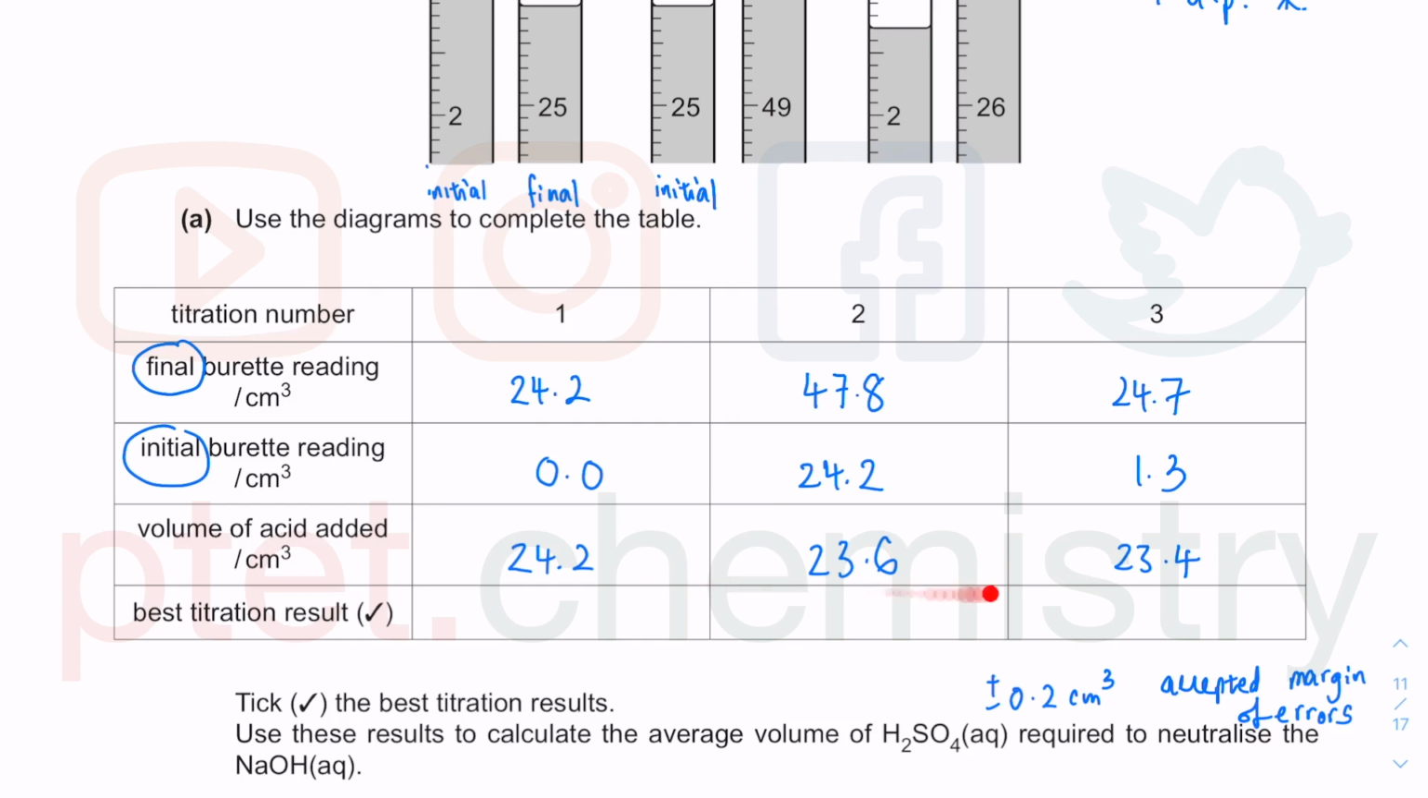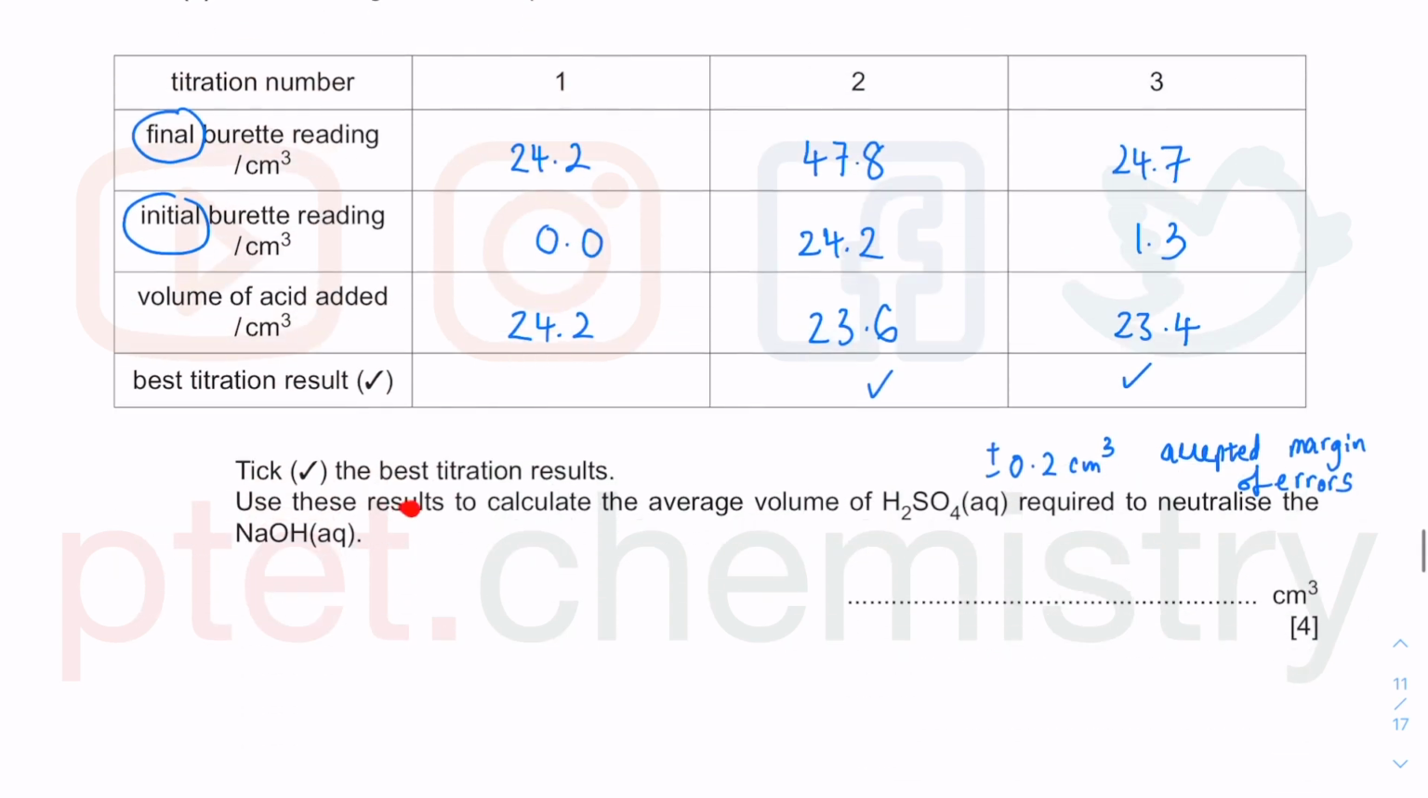But based on these results, these two are the ones that are within plus minus 0.2, so they are where we put our tick. Alright, so based on the best titration results, when you go on and do your actual practical, you do not always try to achieve this. No, you don't. You want to try and achieve as close as possible, meaning as exactly the same as possible.